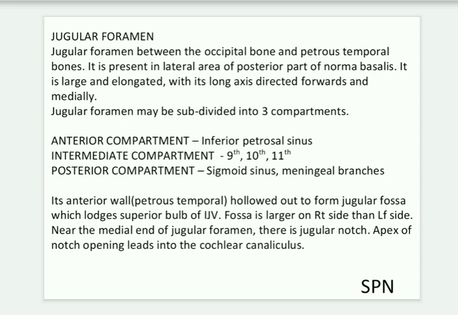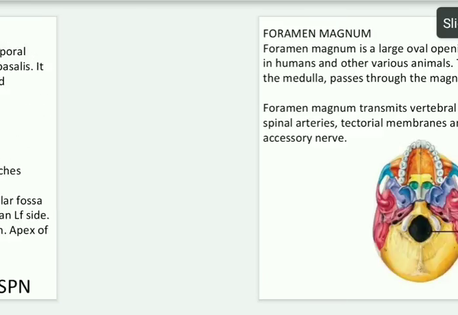Its anterior wall, that is the petrous temporal bone, is hollowed out to form the jugular fossa. In that it contains the superior bulb of the internal jugular vein, and the fossa is larger on the right side than the left side. Near the medial end of the jugular foramen there is the jugular notch. The apex of the notch opening leads into the cochlear canaliculus.